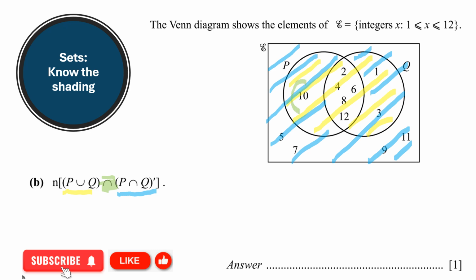So which means I have 10, and I have here 1 and 3. So in total, how many are there? In total, there are 3 elements. So therefore, my answer here is there are 3 elements in this set. Hopefully, this will give you a better idea. Questions like this, you are expected to apply some shading before you can find out the number of elements. So I hope you find this lesson useful.